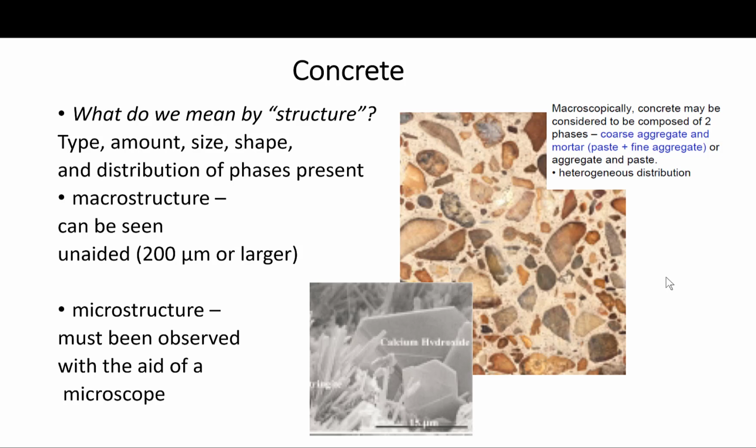this hydrating cement paste. The macrostructure is what can be seen unaided, which is anything 200 micrometers or larger. The microstructure must be observed with the aid of a microscope. As you can see here, this is enlarged several thousand times. It enables you to see at this level what the products are and how they look. And of course, all this we study because that's really what affects the concrete properties from an end user perspective. We need to know this.